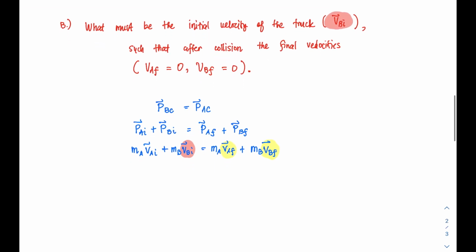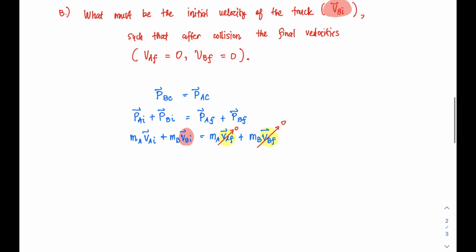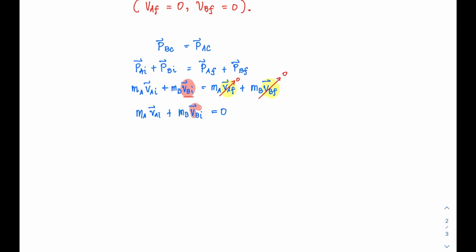Now, what you are going to do is simplify this equation by realizing that VAF is now 0, and so is VBF, because you are looking for VBI such that when they collide, VBF and VAF go to 0, or they stop at the collision. So that means I have a very simple equation. What I have is just MA VAI plus MB VBI, and everything is just equal to 0. And I am looking for this VBI.